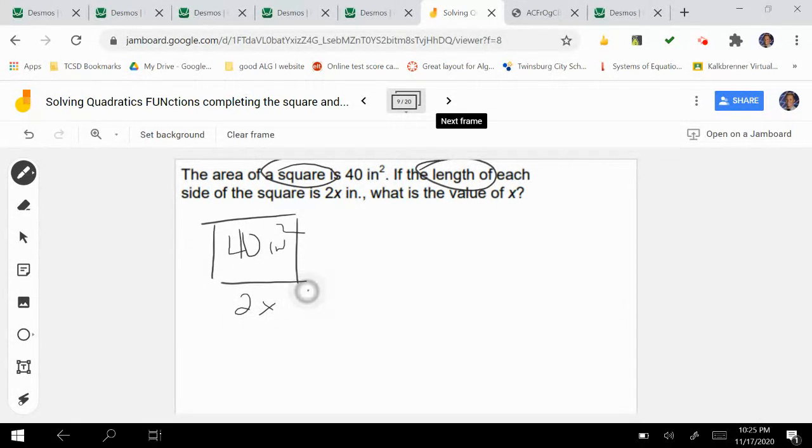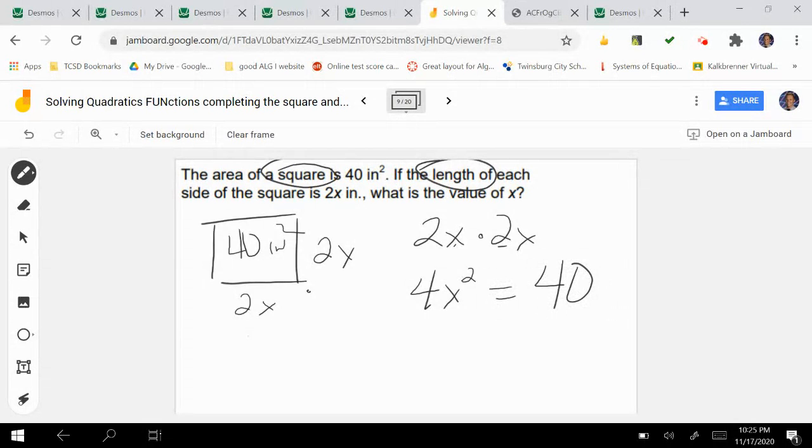All right, well, how do you get the area? It's side squared, or length times width. What's 2x times 2x? 2 times 2 is 4. x times x, add your exponents, 1 plus 1 is 2, so 4x squared. And that equals your area. What is your area? 40 inches squared.